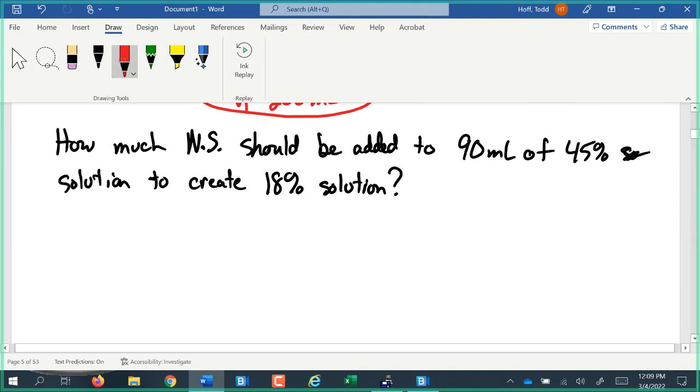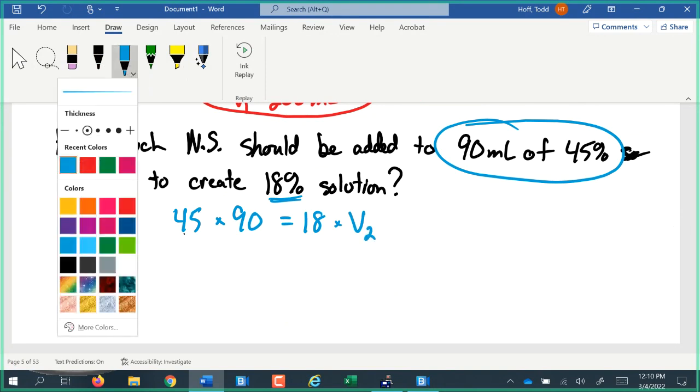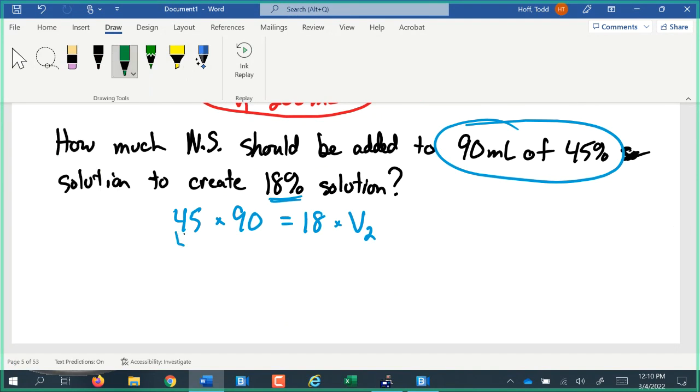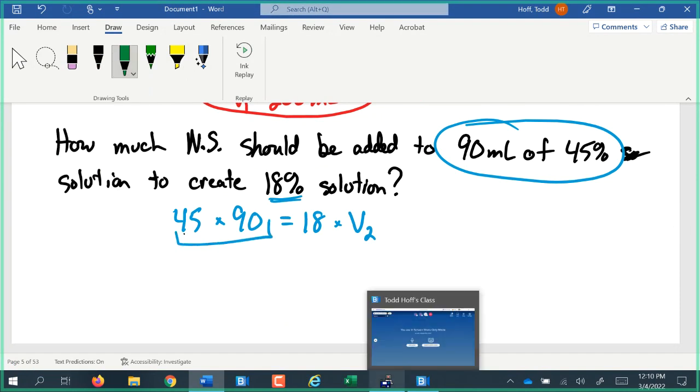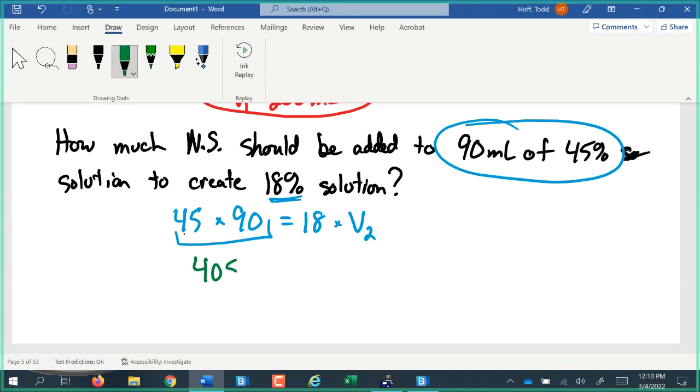So let's take a peek at this problem here. We are starting out with 90 milliliters of 45%. So 45% is our concentration times 90 milliliters. We're trying to create an 18% solution. We want to know that new volume. So we'll solve this. 45 times 90, 4,050, equals 18 times V2, doesn't change yet.